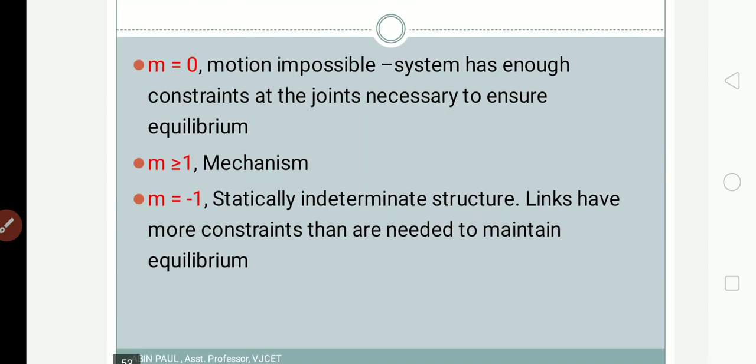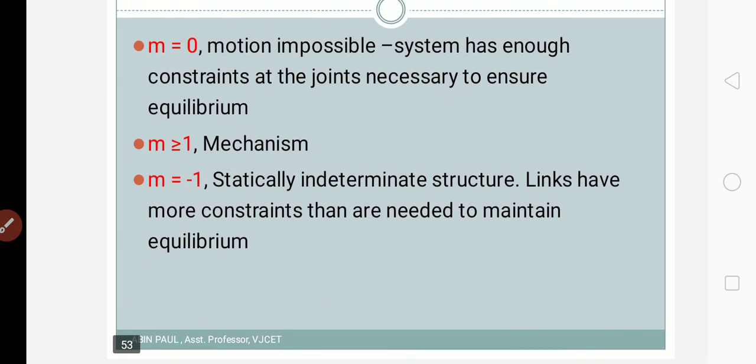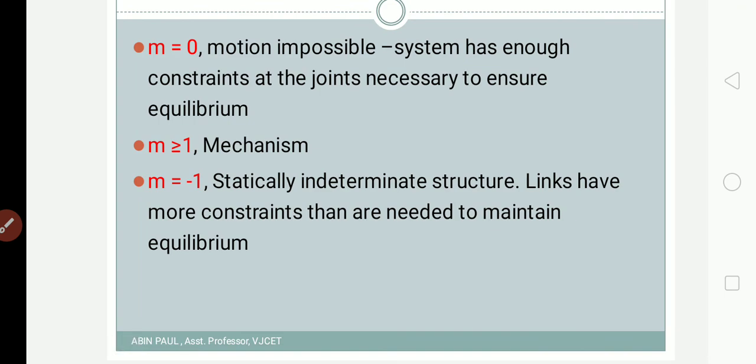Okay, now we will see some problems to calculate the degree of freedom of different mechanisms. So we will solve a few problems, and once you solve them, the concept of degree of freedom will be clear to you. So in the next section we will solve some problems.